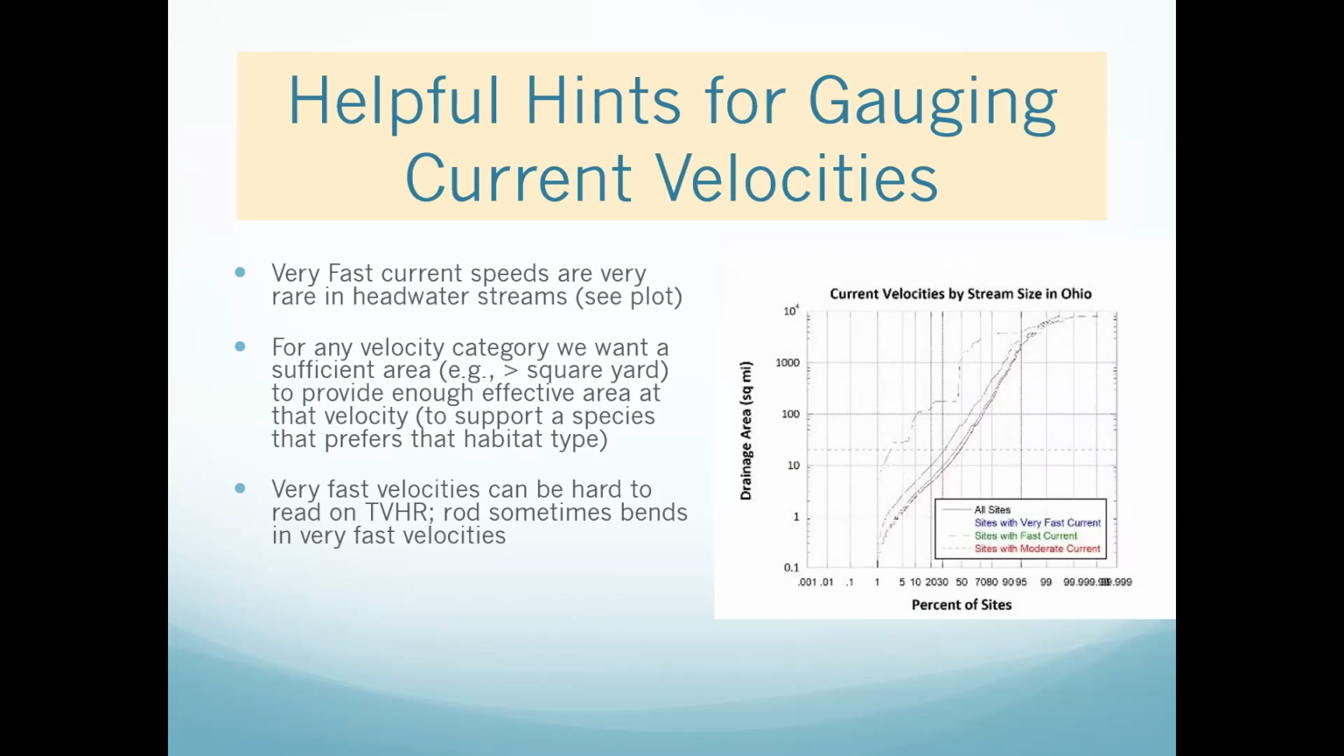Okay, so helpful hints for gauging the current water velocity. Very fast currents are pretty rare in headwater streams. And for any velocity category, we want sufficient area, for example, a square yard, to provide enough effective area for that velocity to support a species that prefers that habitat type. So as we talked about, that functionality of the habitat is very important to saying it's present.